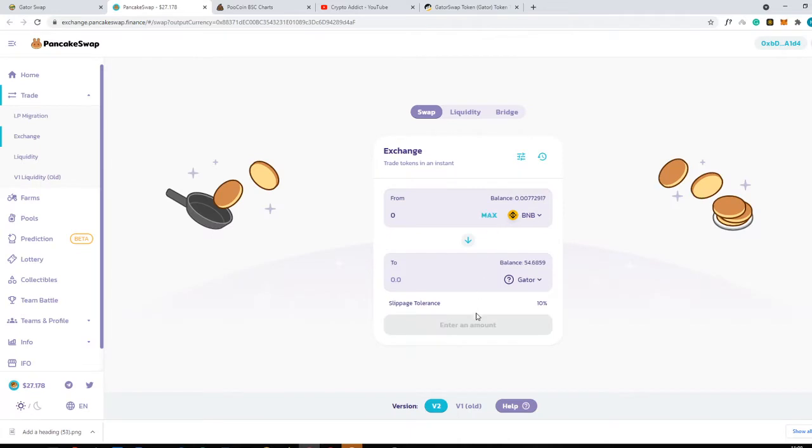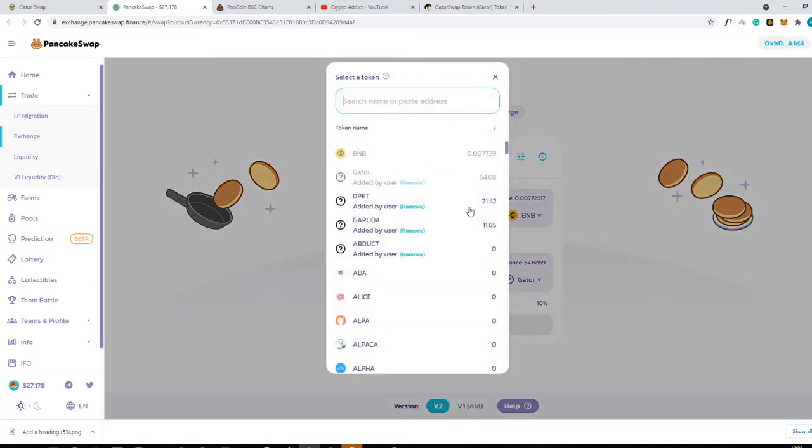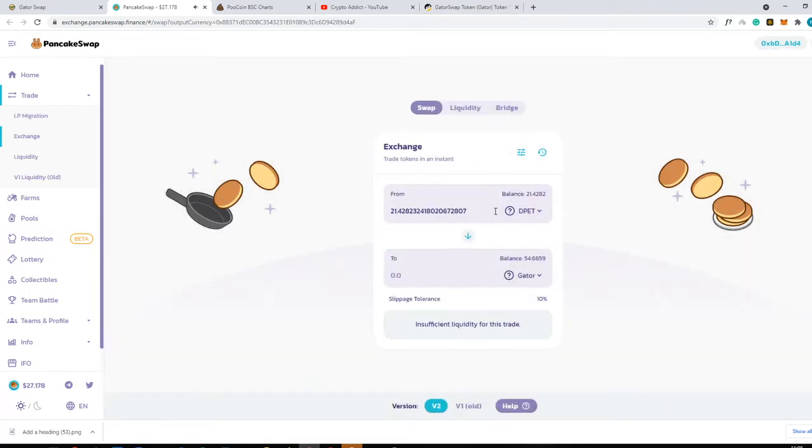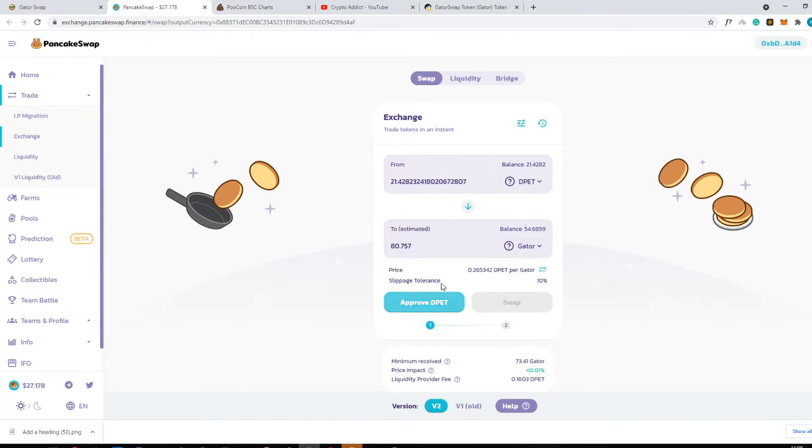So I'm going to try it so that you can see it. For a moment, I think PancakeSwap is really congested right now. I'm trying to put something here. It should display a value right here. So just for a moment. Okay, as you can see here, I can get 80 Gator for this one.